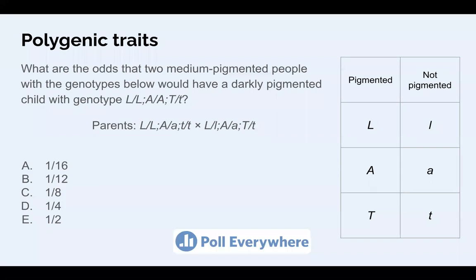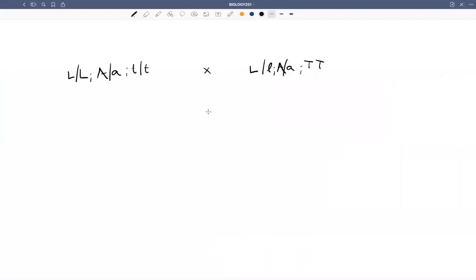All right, so what are the chances that they would have offspring with 2 big L's, 2 big A's, and heterozygous for T? L, L, A, A, T, t. All right, so 3 genes.